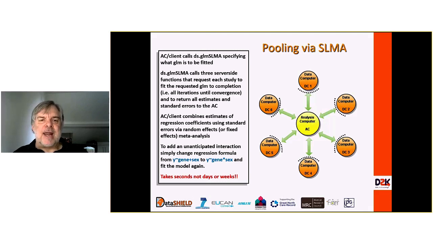Now, crucially, if we want to add an unanticipated interaction, all we have to do is change the regression formula, in this case the change of a single character, and then fit the model again. So this basically takes seconds, not days or weeks. This is clearly a useful role for DataSHIELD.